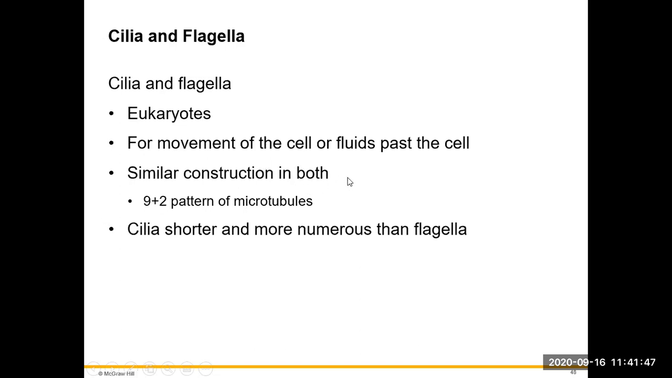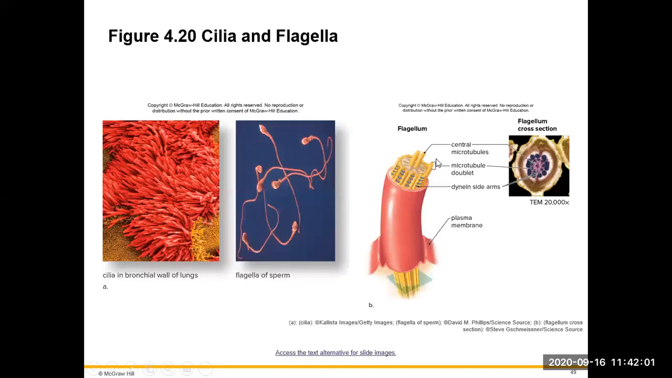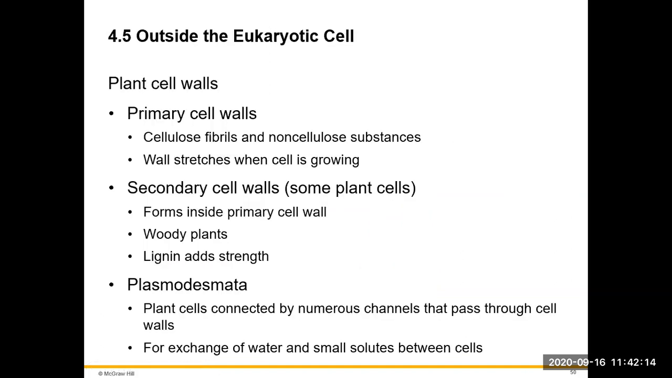They have a similar construction in both, which means a 9+2 pattern of microtubules. Cilia are shorter and more numerous than flagella. The 9+2 comes from here. We have 2 central microtubules, and we have 9 microtubule doublets. That's what the 9+2 is about.